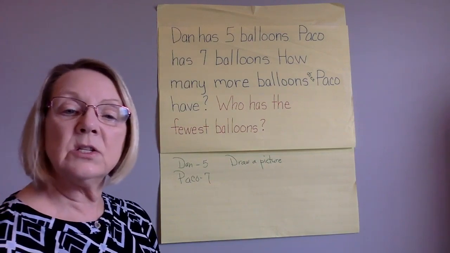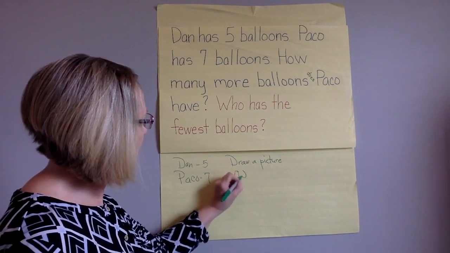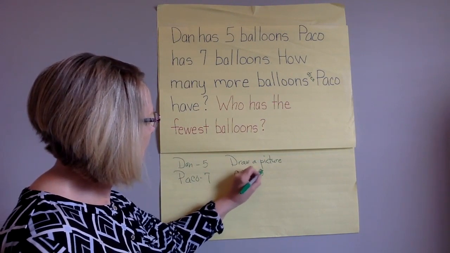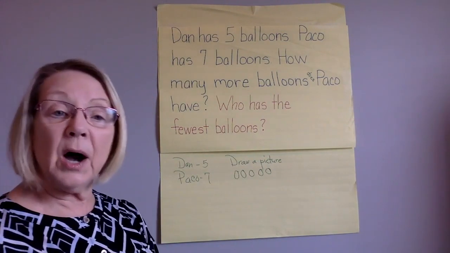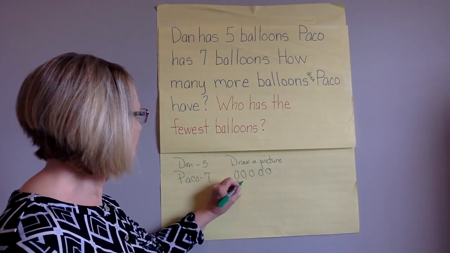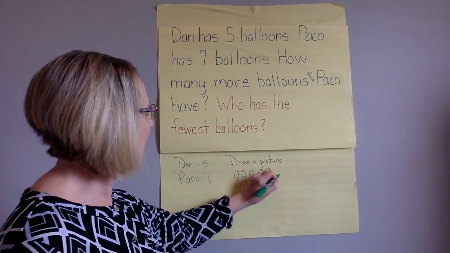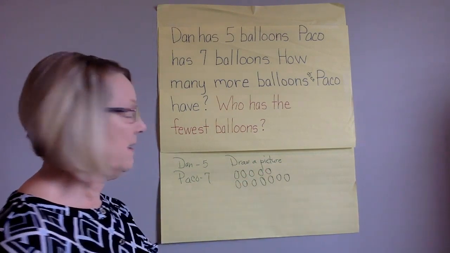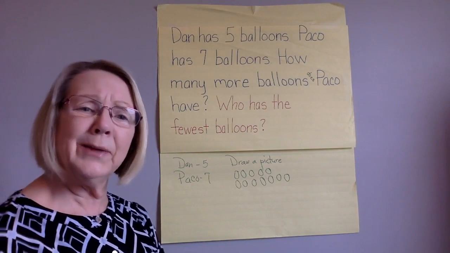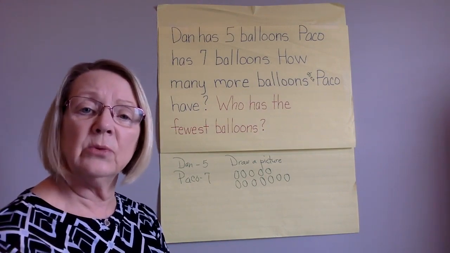All right, so Dan has how many balloons? Dan has 5. 1, 2, 3, 4, 5. And Paco has how many balloons? 7. 1, 2, 3, 4, 5, 6, 7. What do we do now? We've drawn our picture, but what do we do?